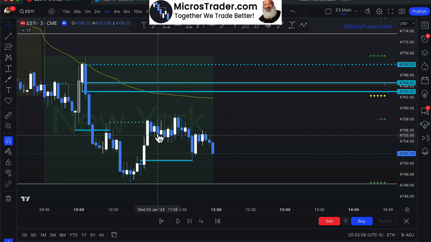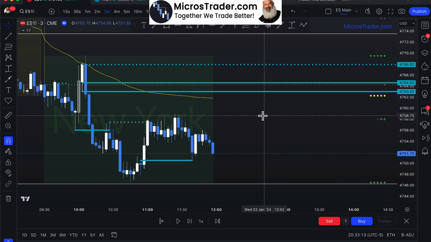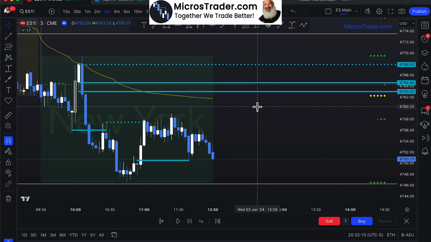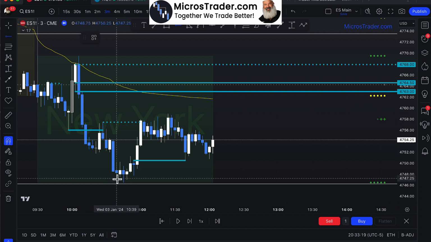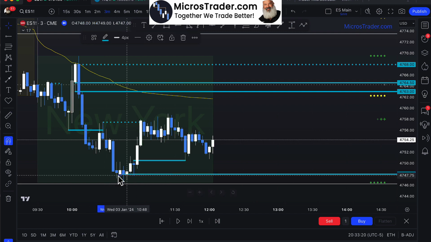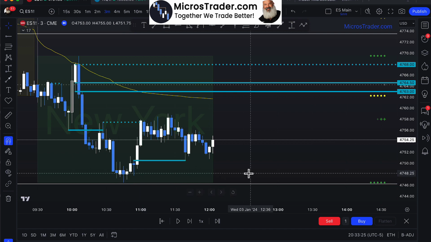Did we leave anything behind? Anything that I would want to mark? The answer is no. Absolutely nothing. I wouldn't even mark this as a break level down here. This is not a clean, clear, crisp break level to me. I'm not really interested in trading that.